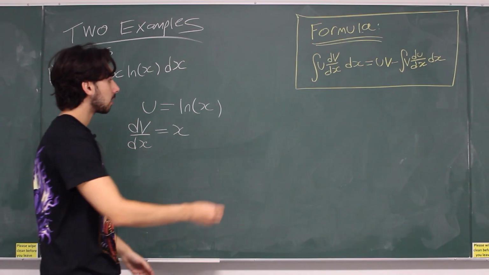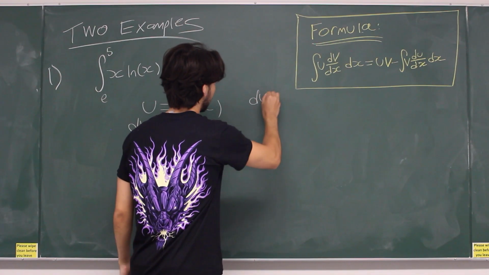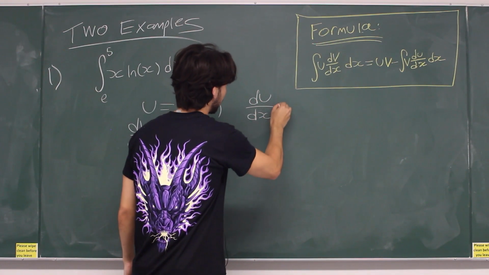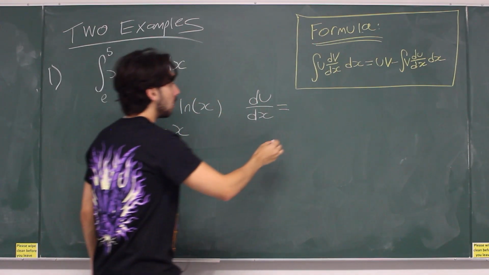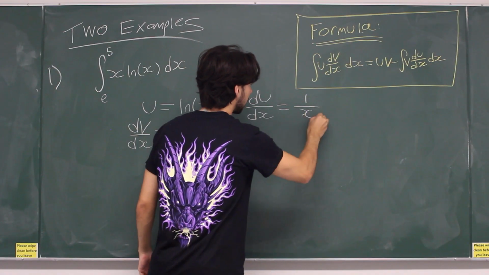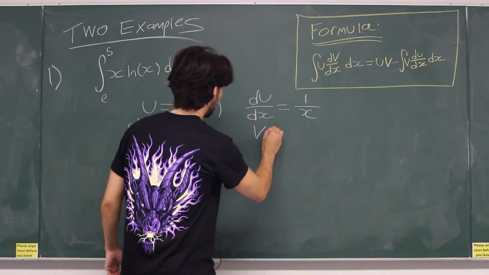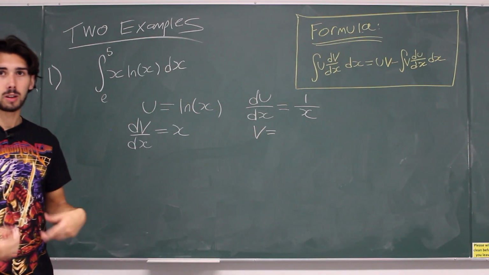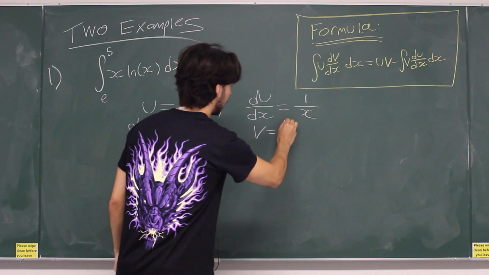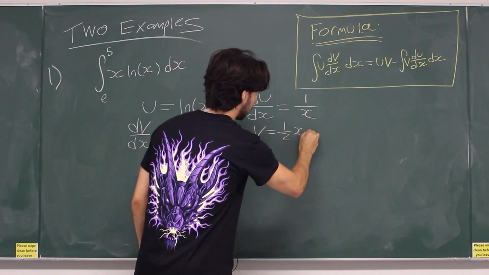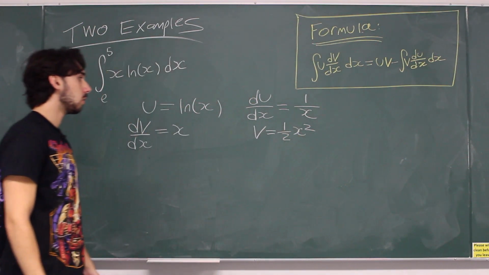We then are going to differentiate u. Now the derivative of the natural log of x is 1 over x. And we're going to integrate dv dx, so just v, the integral of x is a half x squared. Just like that. Cool.